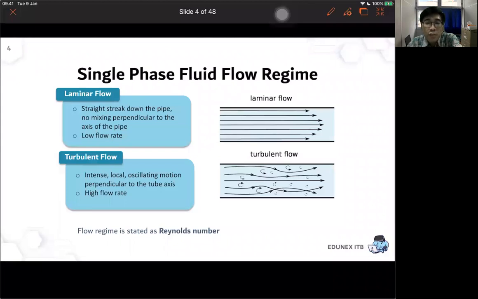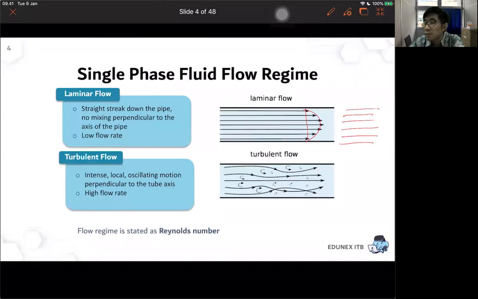Basically, there are two extreme differences in flow regime. First, what we call laminar flow. Laminar flow is visualized by the upper picture. It's a very smooth flow occurred in very low velocity or flow rate, and there will be no mixing. So smooth flow means there will be layer by layer of fluid, and every layer has the same velocity profile.